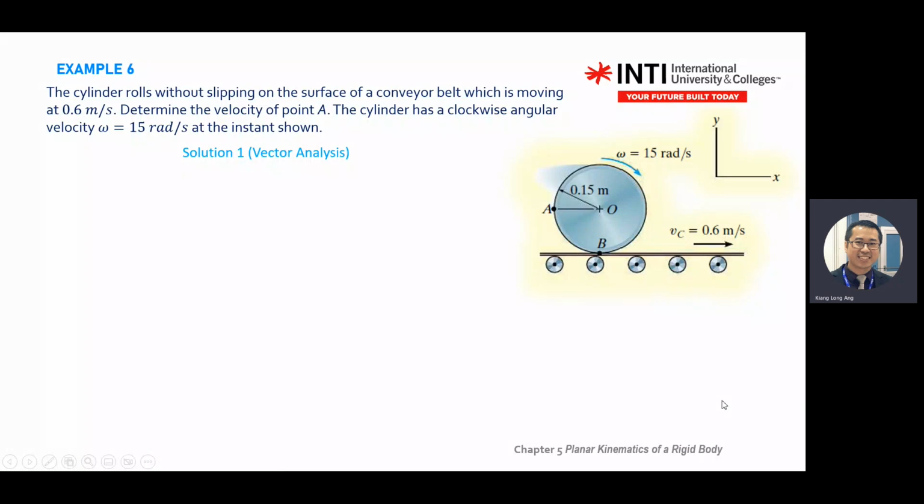Example 6, you have a diagram with a circular disc, and the axes x and y are given, the velocity is given, the radius of the disc is given, and the cylinder rolls on the surface of a conveyor belt moving. So you have two objects moving. One is the belt moving, one is the disc moving.